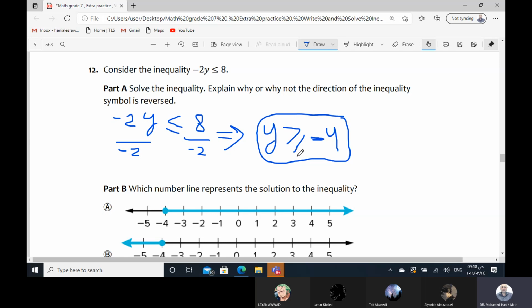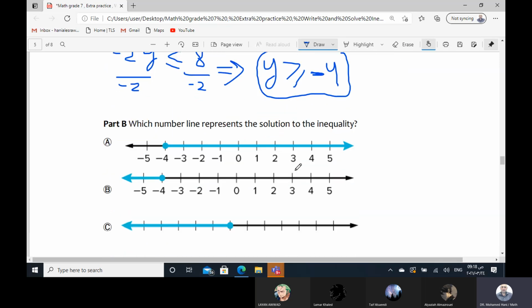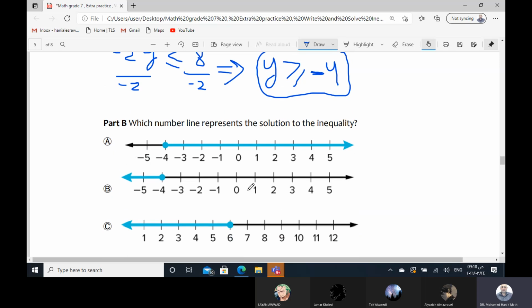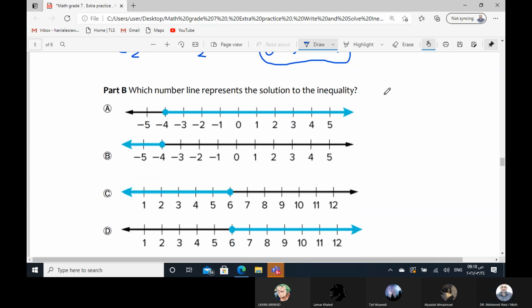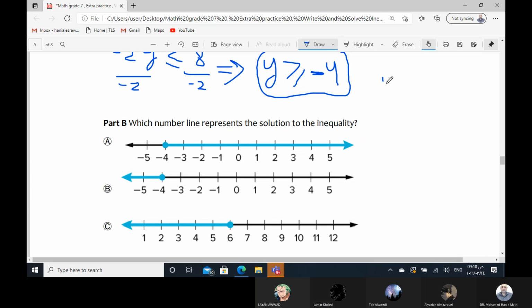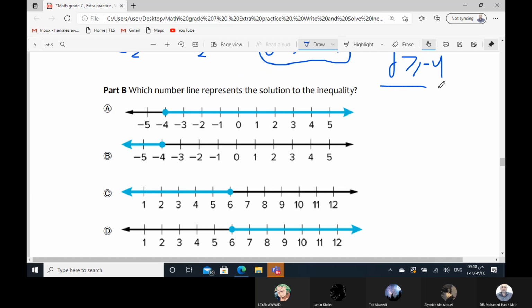Now, I want all of you to try to graph this inequality, then tell me what is the right graph here. Mr. It's A. Okay, thank you, Lamar. Who has a different answer? A also. So as you see here, we have equal, which means use a shaded circle. Then greater than means to the positive side. So we can choose number A. Great for all.